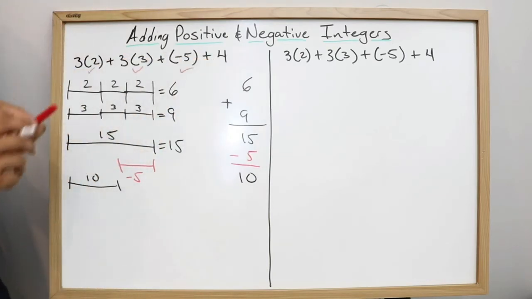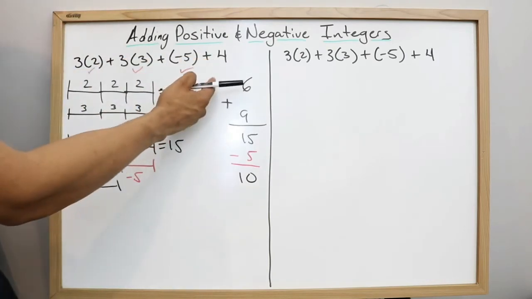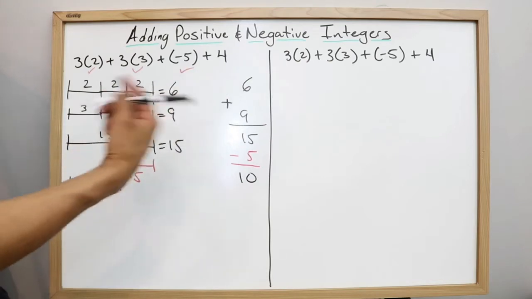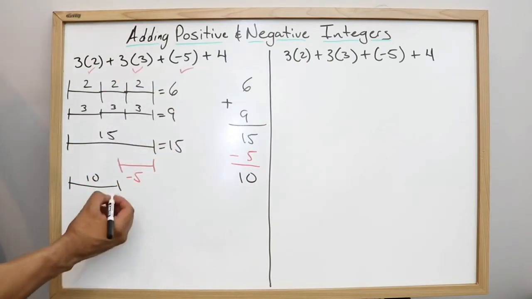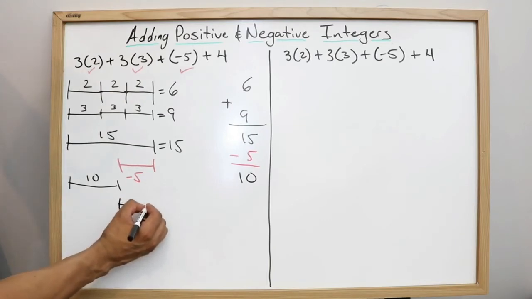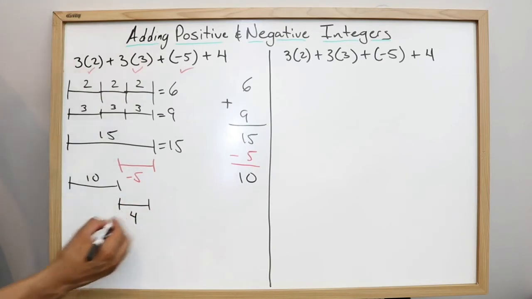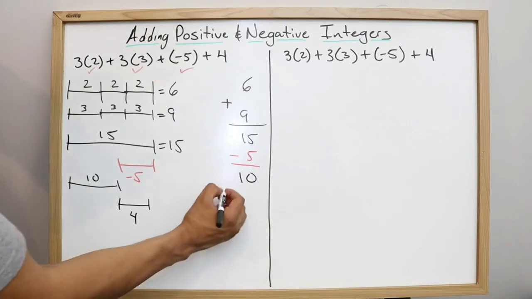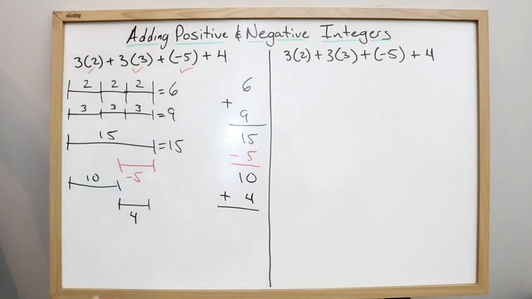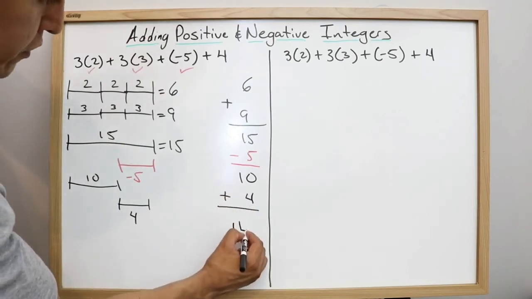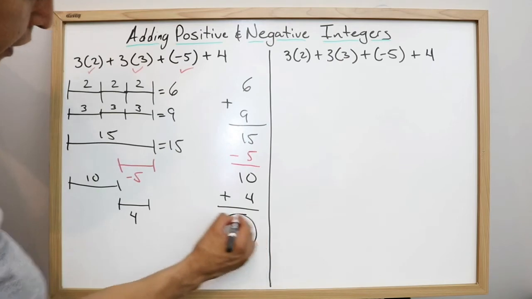Which is positive 4. This positive 4, I'm going to show it again with another segment. Then I'm going to add to this 10. So from this 10, I'm going to add 4, which I'm also going to do over here, plus 4. So what's 10 plus 4? 14. And that is my answer.